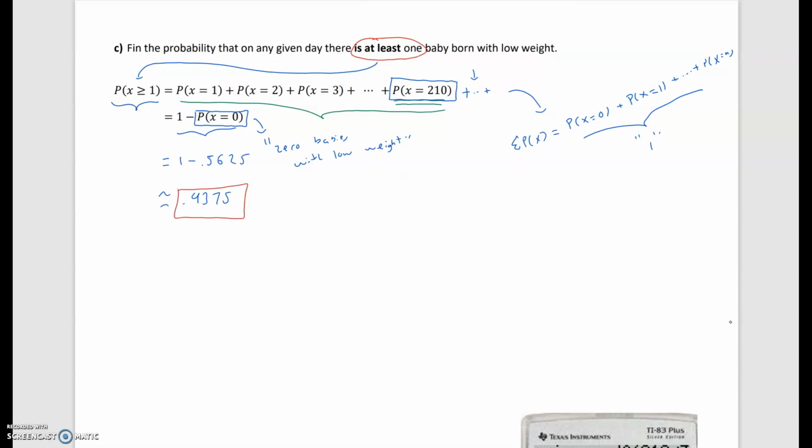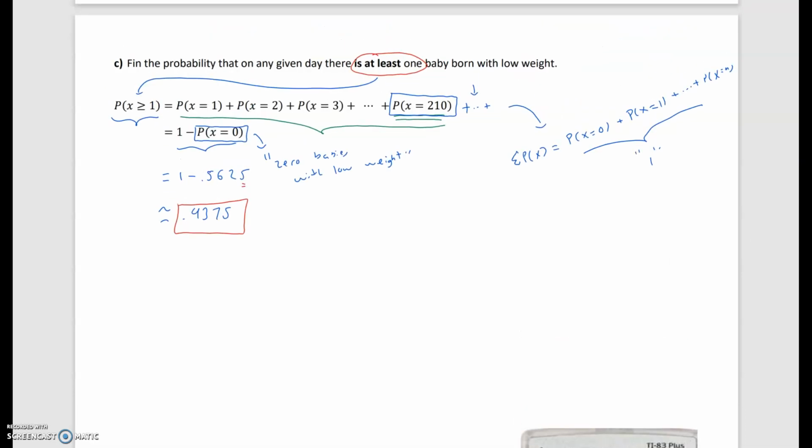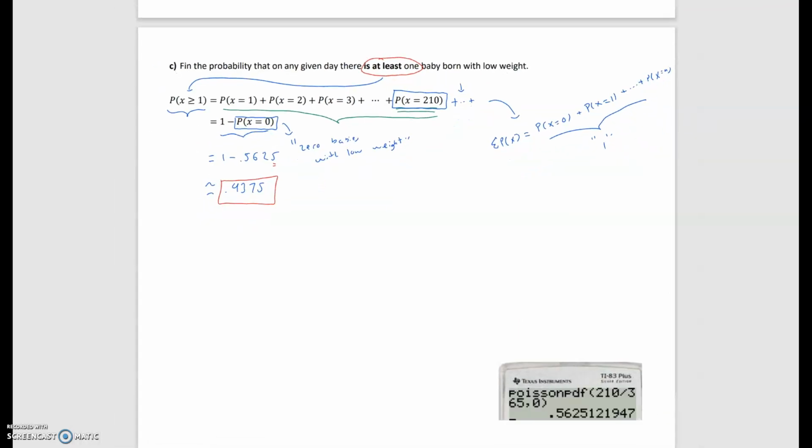Let me double check. 0.5625, rounding it to 4 decimal places, we would have to actually evaluate the complement. So at least 1 means 1 minus the probability of the event not occurring. That would be 0. Subtracting the probability of X being 0, of 0 successes, is going to give us the probability of greater than or equal to 1. That's actually it for this problem.